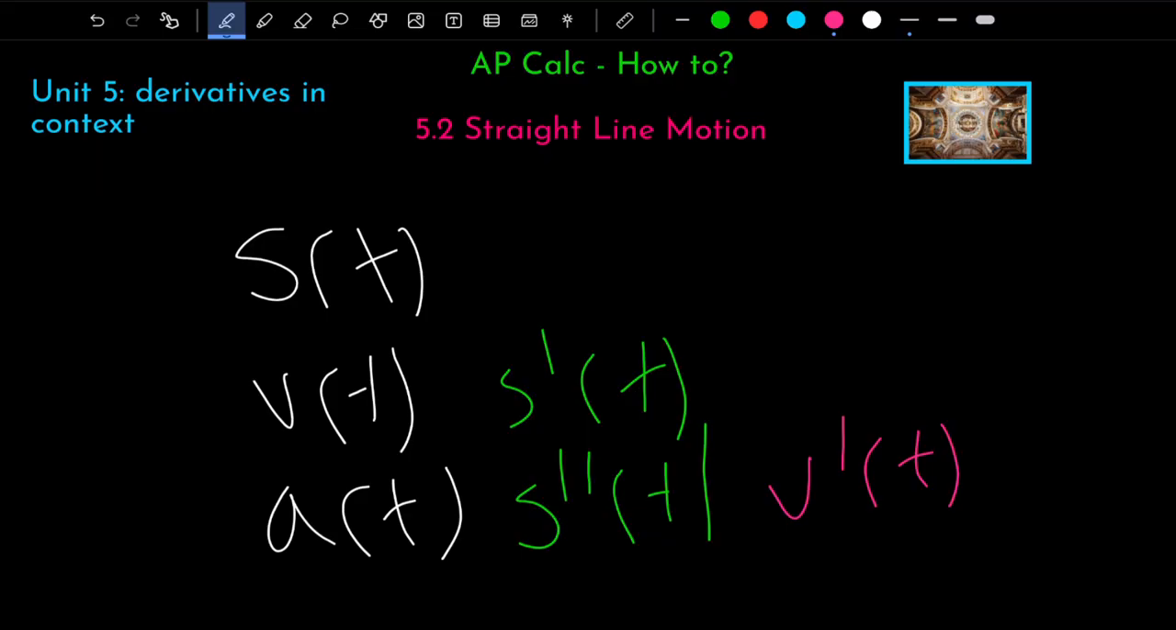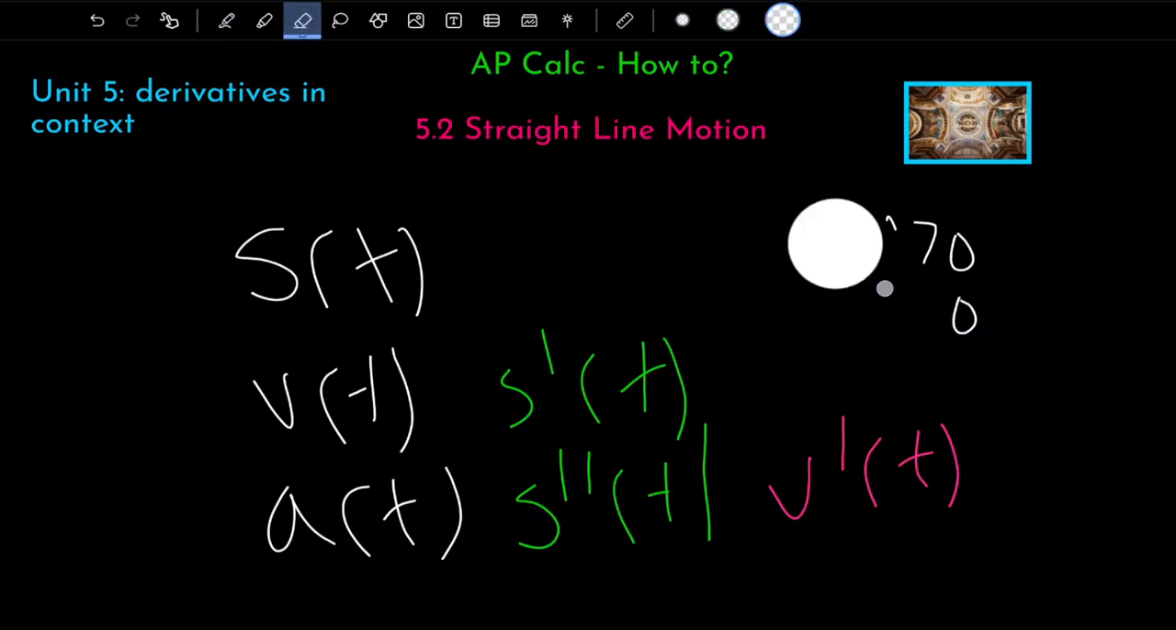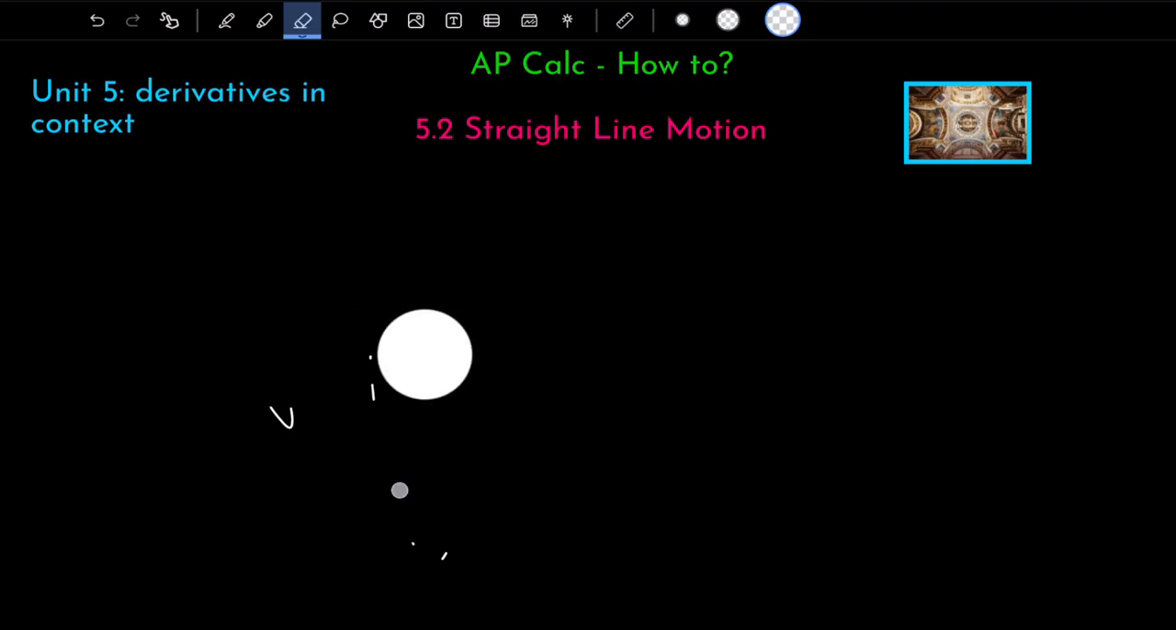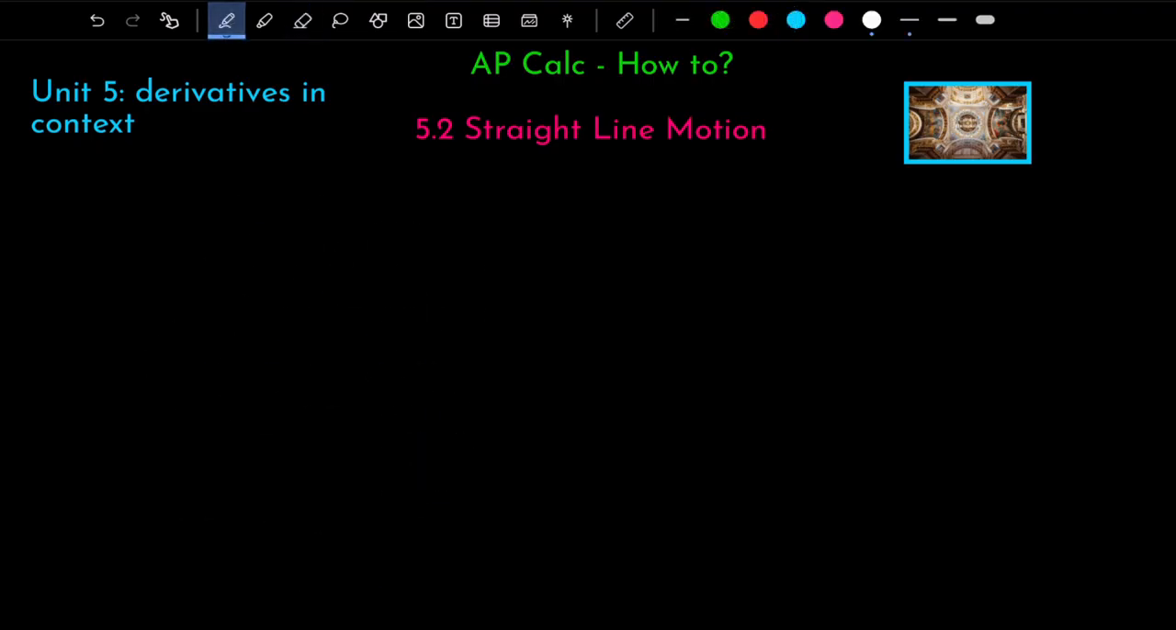The position is the location at time t, the velocity is the derivative of position, and the acceleration is the second derivative of position. So think of velocity as the rate of change of position, and acceleration as the rate of change of velocity. Some important notes: if v of t is greater than 0, the object is moving to the right or forward. If v of t is less than 0, the object is moving left or backward. Also, if v of t equals 0, the object is at rest.